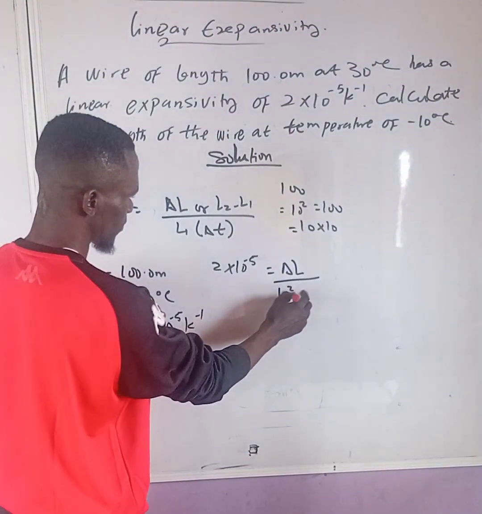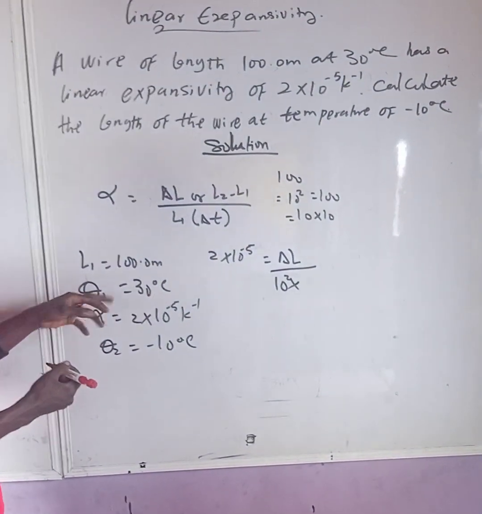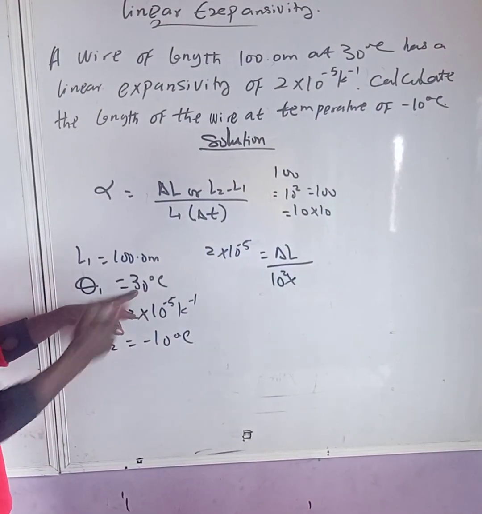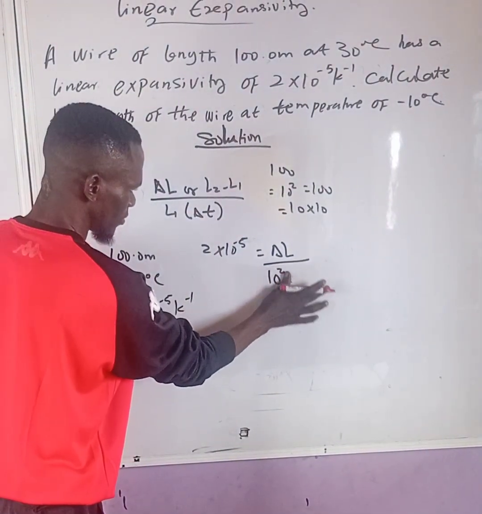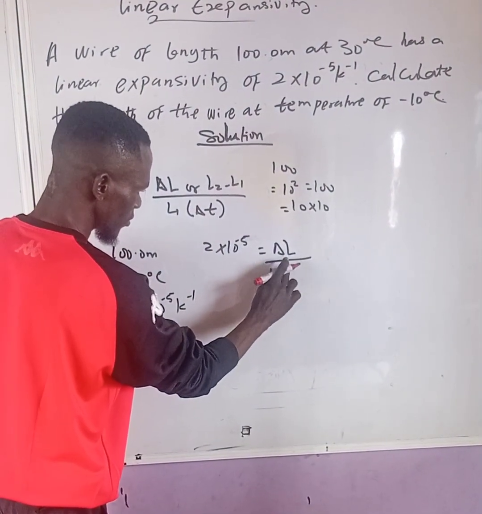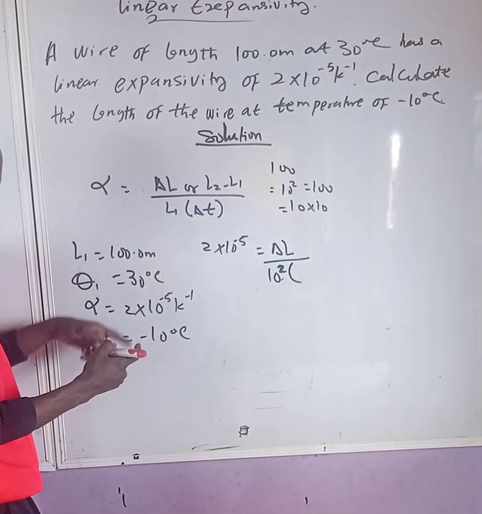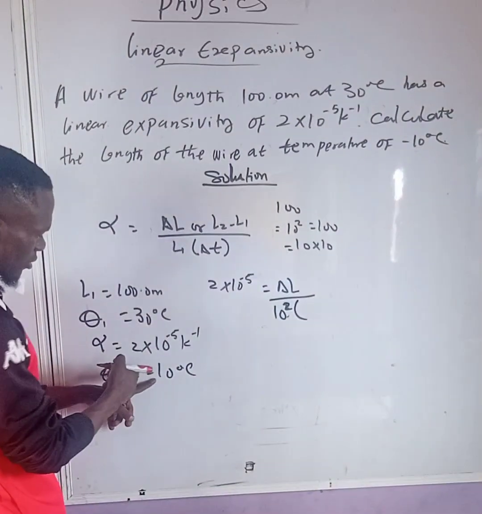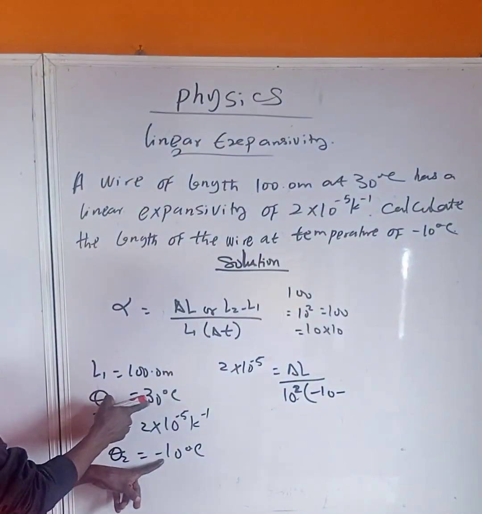Then times the temperature given. The change in temperature means theta 2 minus theta 1. That's what it means. 10 raised to the power of 2, brackets, theta 2 is minus 10. This is at theta 2 here, that is minus 10. Then minus, what is theta 1? 30.